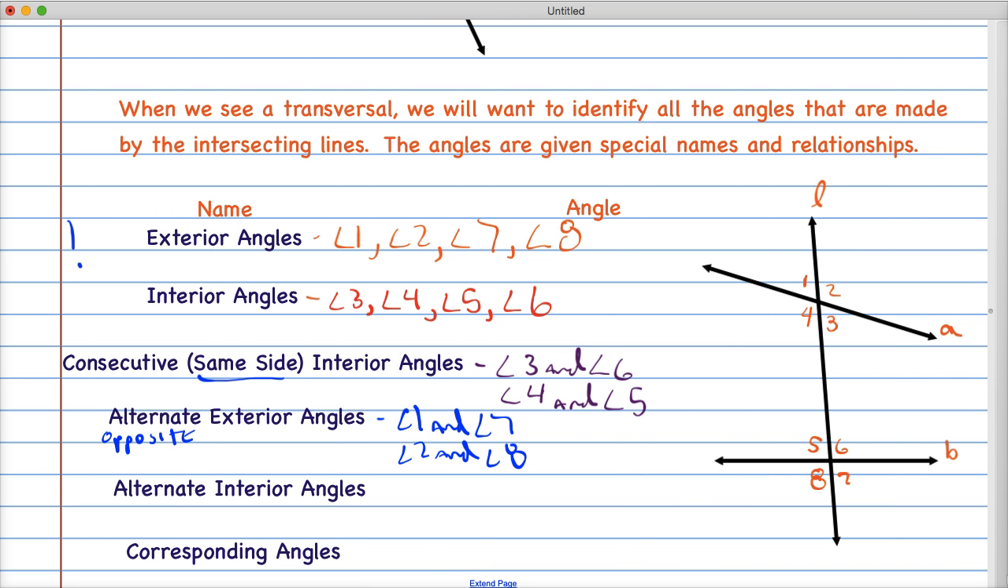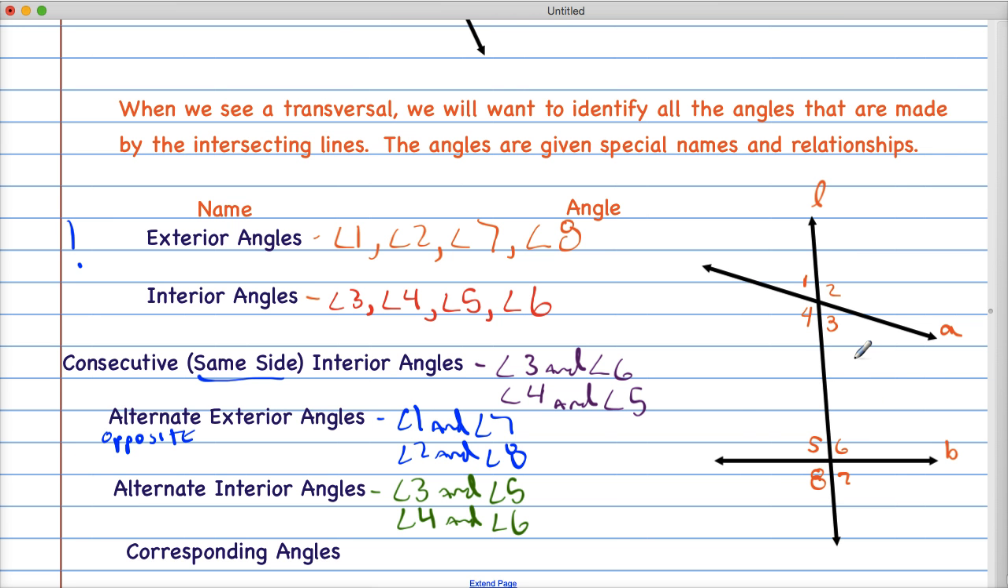Then we have alternate interior angles, and for those too, we're going to have another couple of pairs. They're opposite again, so 3 and 5 are going to be our first pair, angle 3 and angle 5, because they are on the opposite sides of the transversal. And then angle 4 and angle 6 are the other interior angles that are opposite from each other, right?